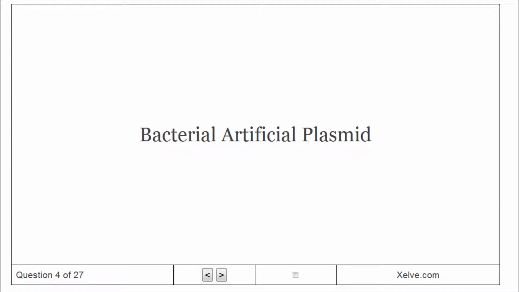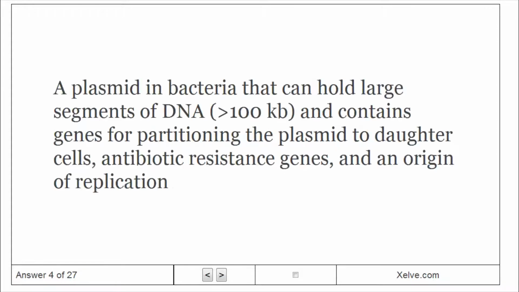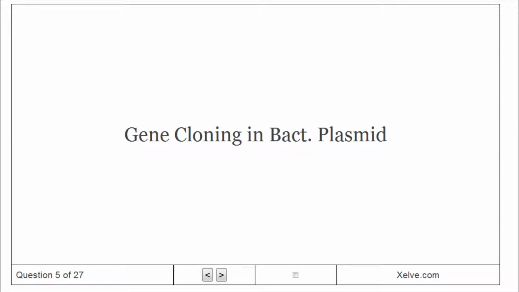Bacterial artificial chromosome. A plasmid in bacteria that can hold large segments of DNA, greater than 100 kilobases, and contains genes for partitioning the plasmid to daughter cells, antibiotic resistance genes, and an origin of replication. Gene cloning in a vector plasmid.